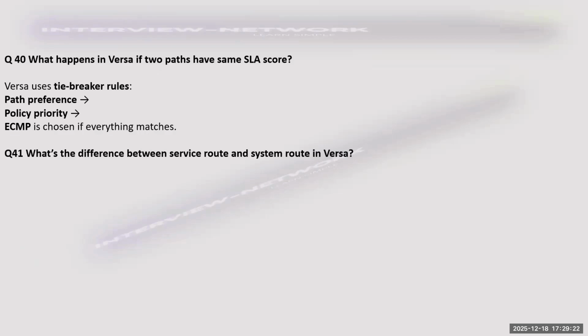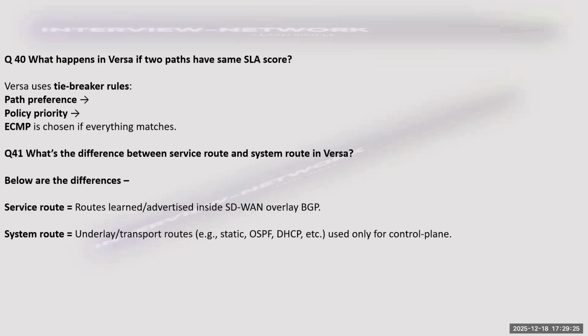What is the difference between service route and system route in Versa? Service route means a route learned or advertised inside the SD-WAN overlay, BGP, and system route means underlay or transport route, like static, OSPF or DHCP, used only for control plane. I think it's very clear. So service routes are whatever routes are learned or advertised inside your overlay, and system routes are the underlay or transport routes. Within the underlay we have the physical connectivity, and there we learn about static routes, OSPF routes, whatever protocol we are advertising on the underlay, and that is called the system route.